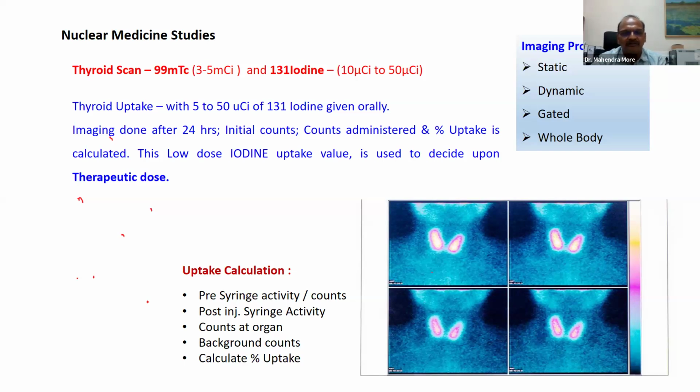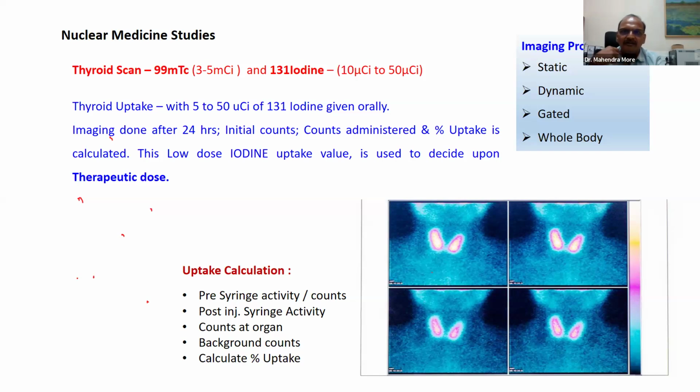So how do we do it? As I told you, in the dose calibrator, you measure the activity, the pre-syringe activity or counts. Then we inject it to the patient, and take a post-syringe count again. So you will come to know how much activity we have injected to the patient. Out of that, how much uptake there is in the particular organ will be quantified, with the background counts subtracted, and you calculate the uptake.